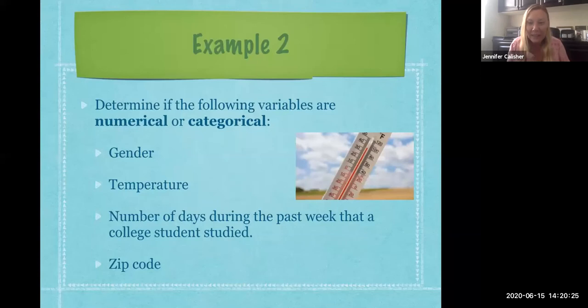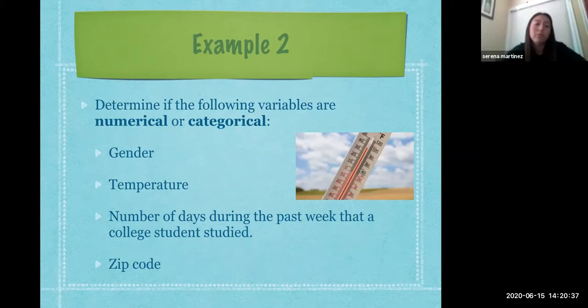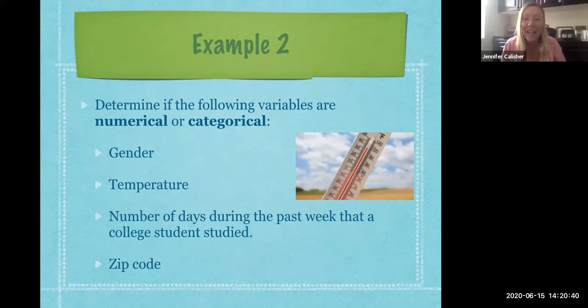Okay, let's see. I'm going through the list. Serena, I'm back to you. The next one was number of days that a college student studied in the last 7 days. What do you think, numerical or categorical? Numerical. Absolutely. And our goal is by next week, if I asked you that, you would all say 7, right? 7 days out of 7? That's the goal.